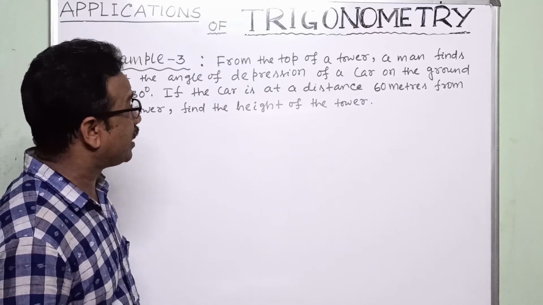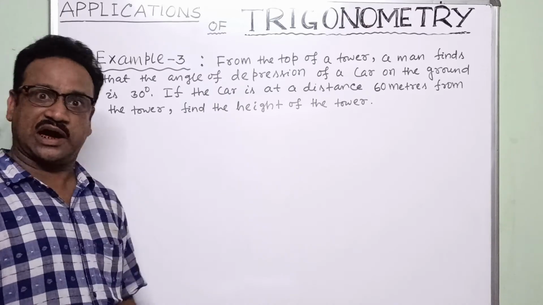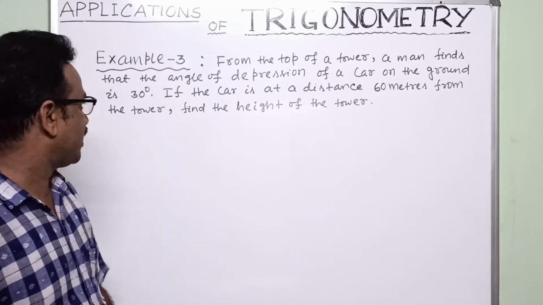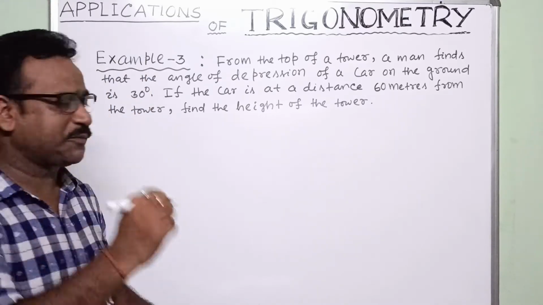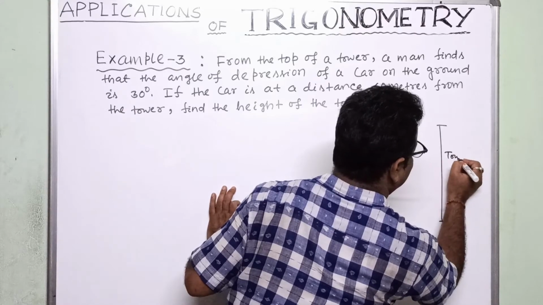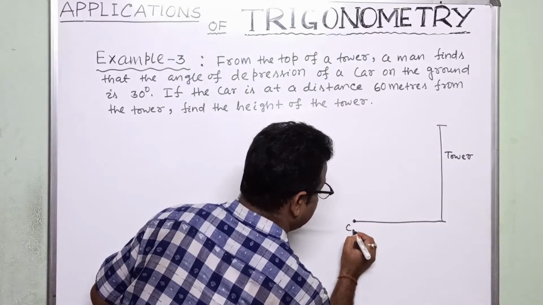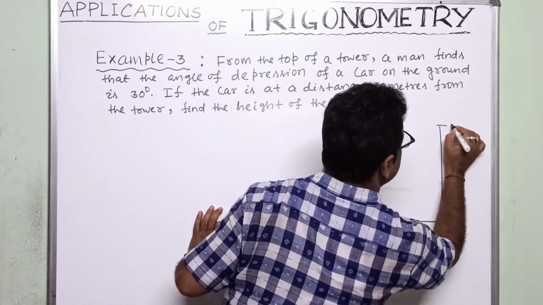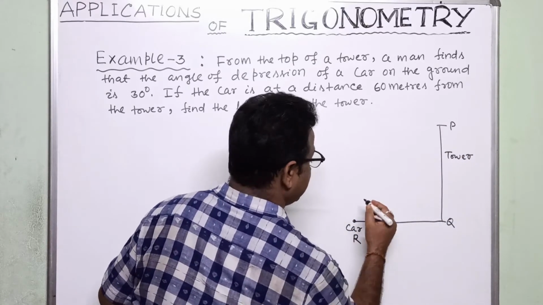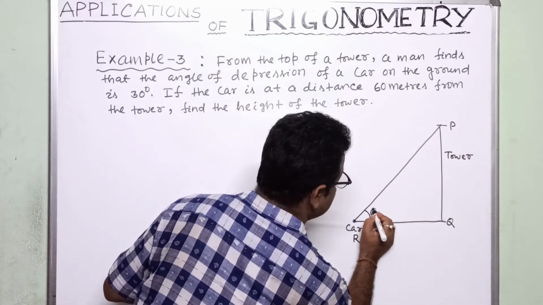From the top of a tower, a man finds that the angle of depression of a car on the ground is 30 degree. If the car is at a distance of 60 meter from the tower, find the height of the tower. So diagram first. See, this is your tower. This is your level ground. Here is the car. So now this is P, this is Q, this point is R. Now we'll join P and R. This is your angle theta.